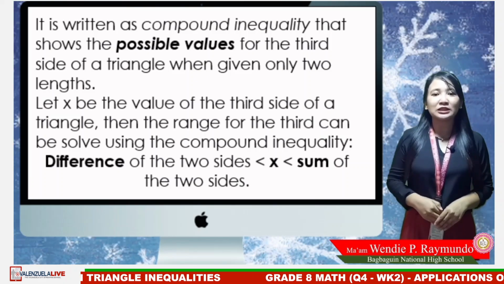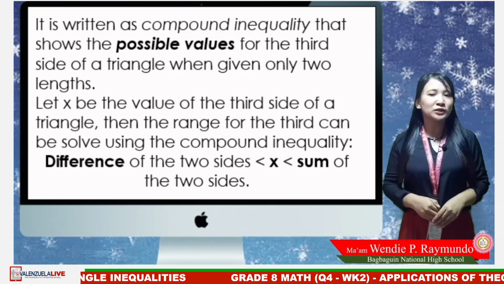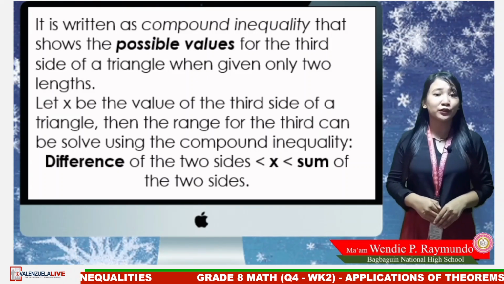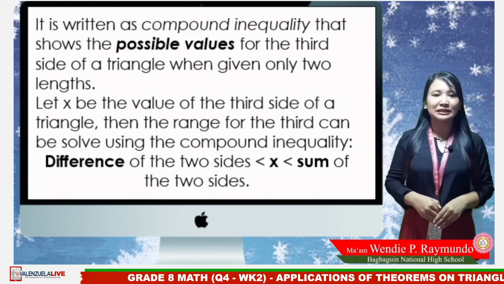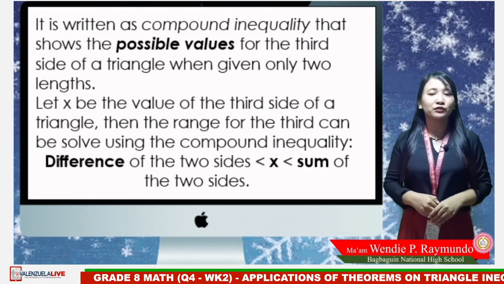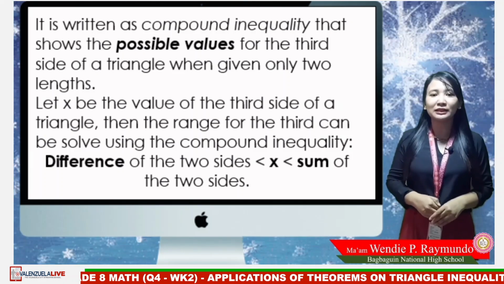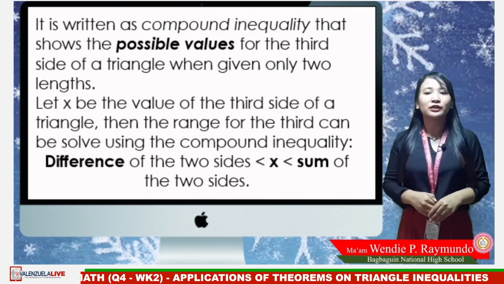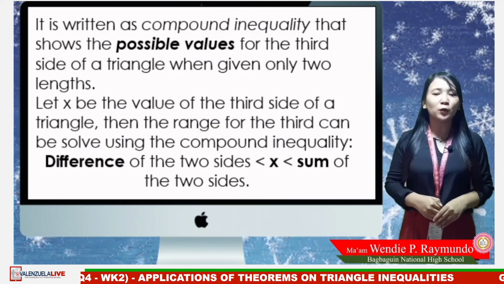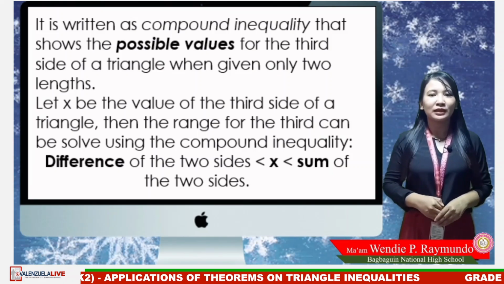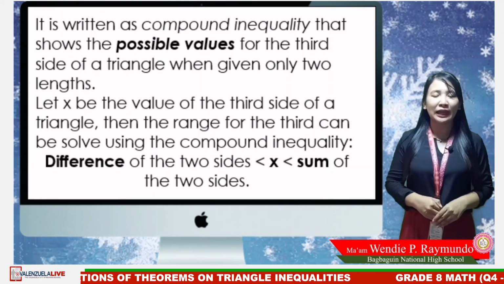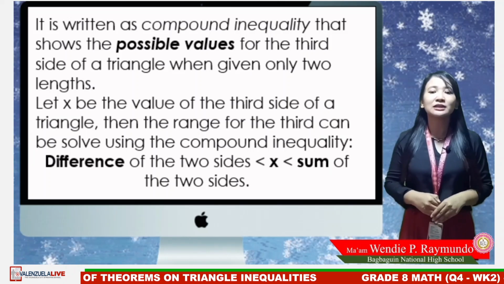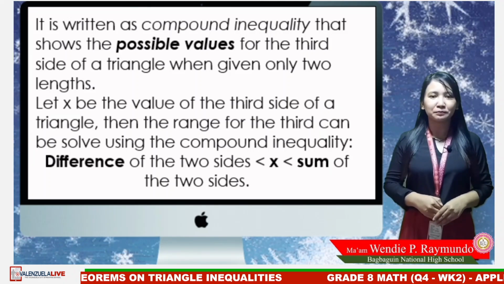It is written as a compound inequality that shows the possible values for the third side of a triangle when given only two lengths. Let x be the value of the third side of a triangle, then the range for the third side can be solved using the compound inequality: x is greater than the difference of the two sides but less than the sum of the two sides.